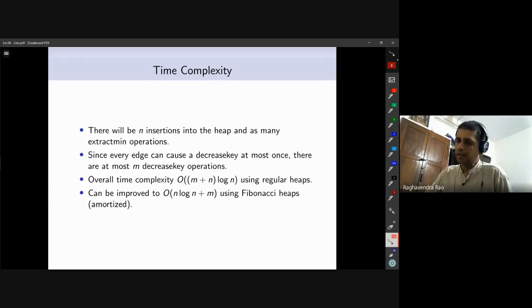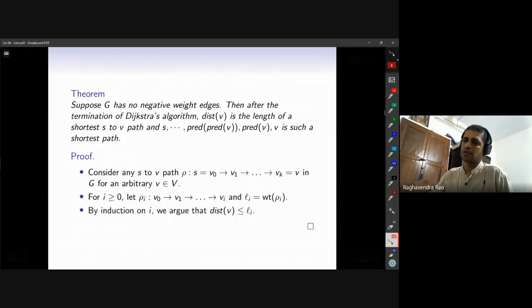Now, for correctness, we need to argue that the distance and the predecessor relationships are computed correctly. That is, if you trace back the predecessor relationship, it should give a shortest path from s to that vertex, and the distance should be the correct shortest path length. Here is a statement which we tried to prove towards the end of the last lecture. I'll go over it in full detail today.